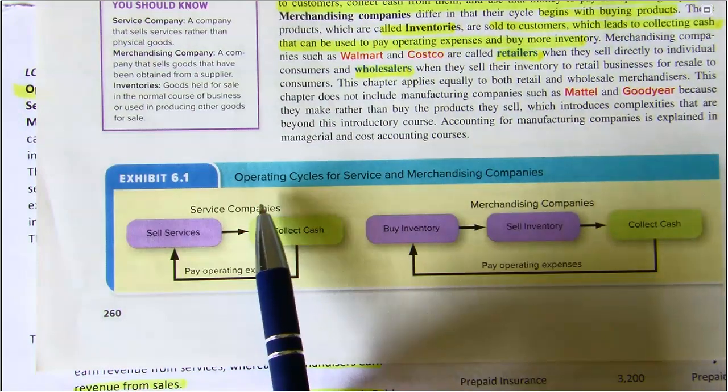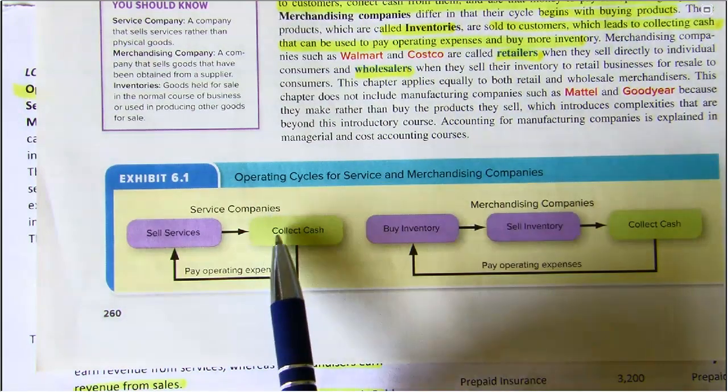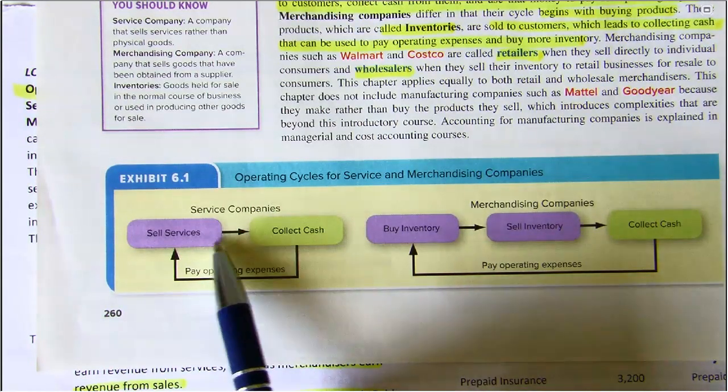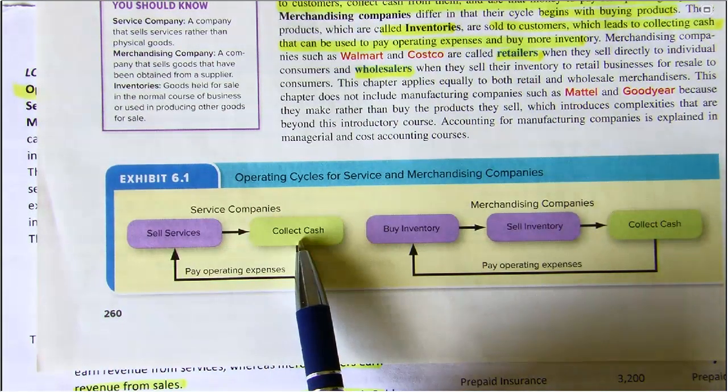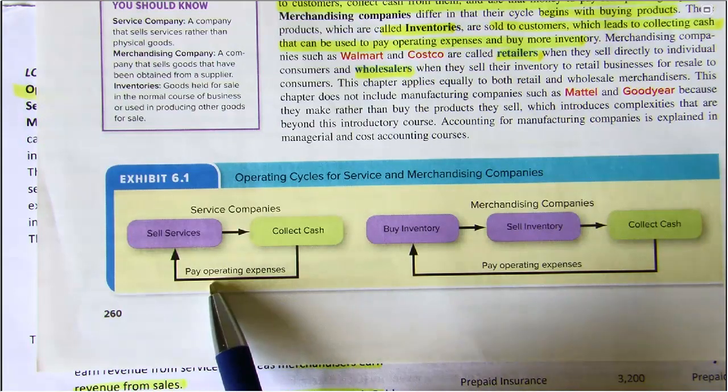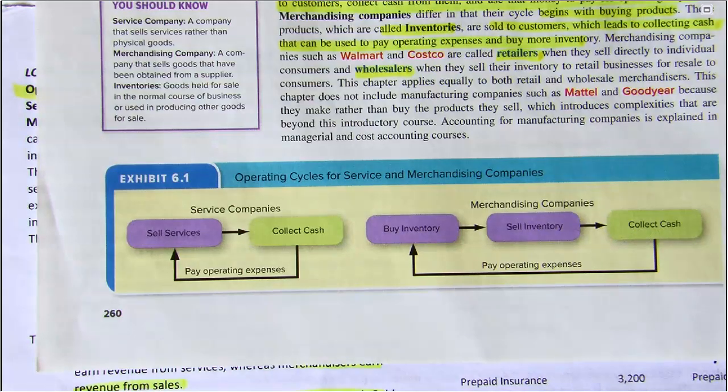Service companies have a fairly simple operating cycle. They provide the service, and then they collect cash if it is a cash sale, or if it's a sale on credit, on account, we collect cash a bit later, and then we use that cash to pay for operating expenses.